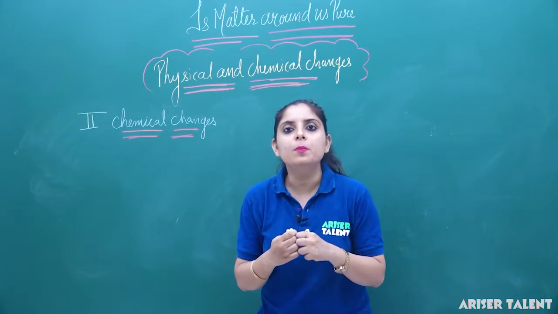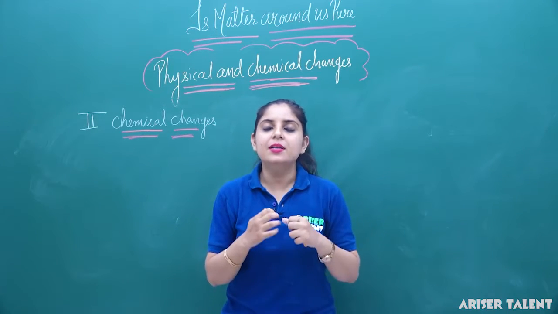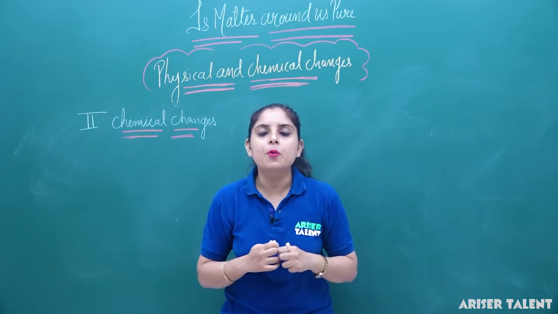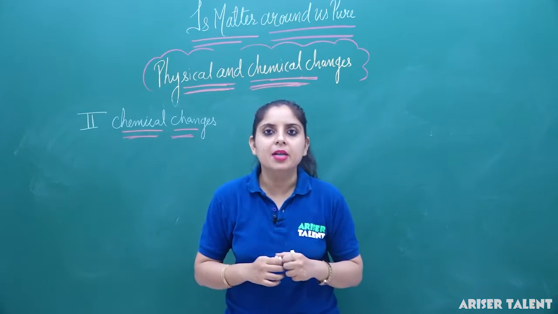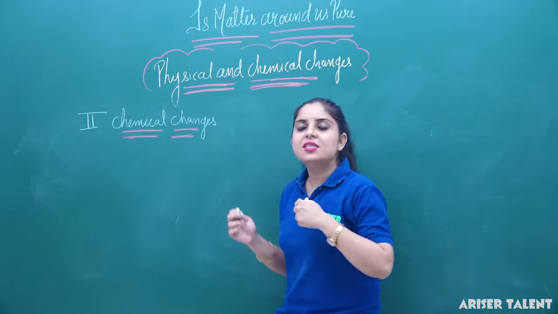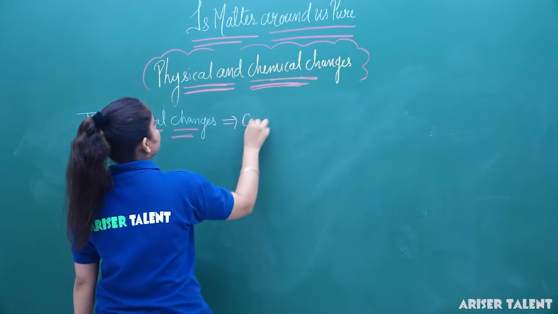And if you want to obtain milk again from the curd, it is not possible, because this process is actually a chemical process in which the entire chemical properties of a substance are going to change. Clear? So chemical change is a change in which the chemical properties of a substance are going to change.